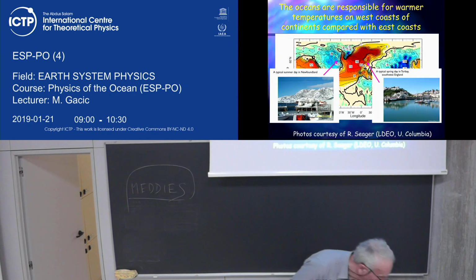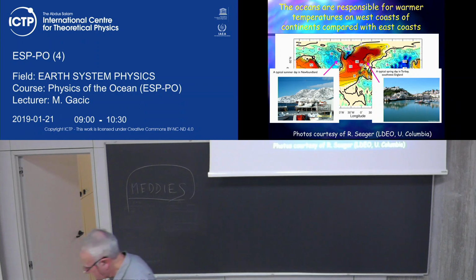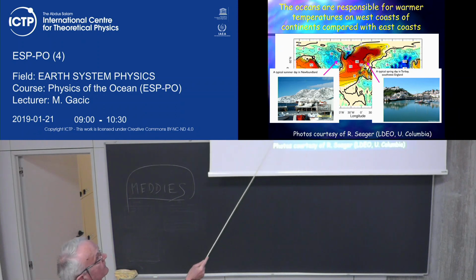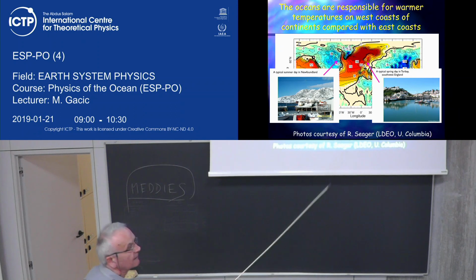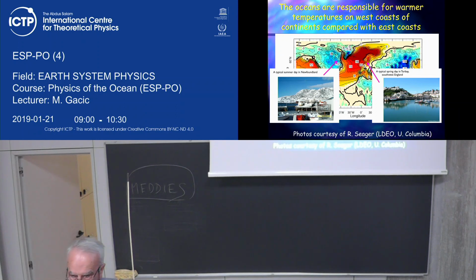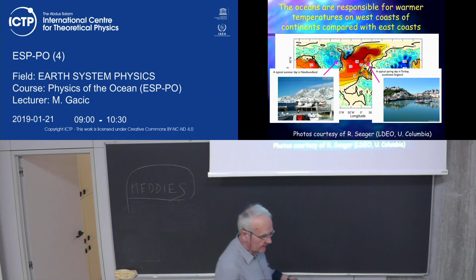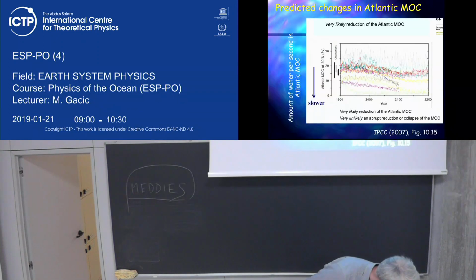That's a nice illustration of how, at the same latitude, a typical summer day in Newfoundland, you can see how much snow there is, and a typical spring day in Torbay in southwest England. And this is something which is due to the ocean circulation, the fact that the heat is transported toward England and not toward the Canada coast, thanks to the Gulf Stream, which leaves the coast of America.